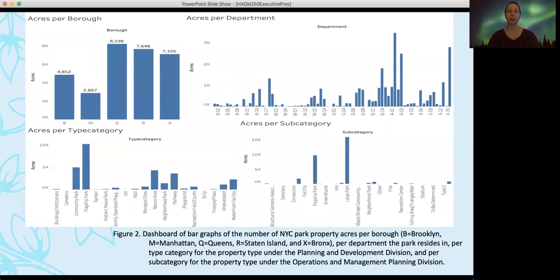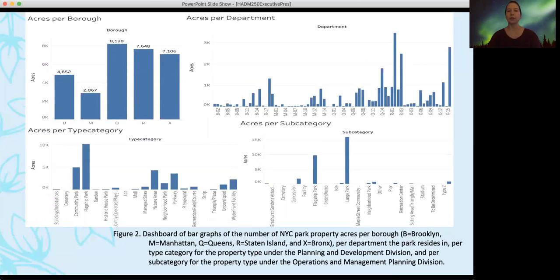The number of acres per borough can be broken down: 4,852, 2,867, 8,198, 7,648, and in the Bronx, 7,106. The top right graph categorizes acres by departments they reside in. You can see some of the highest peaks, meaning the greatest number of acres, are under the R departments for Staten Island. When you look back at the top left graph, Staten Island has 550 acres less than Queens, which has the highest number of acres.